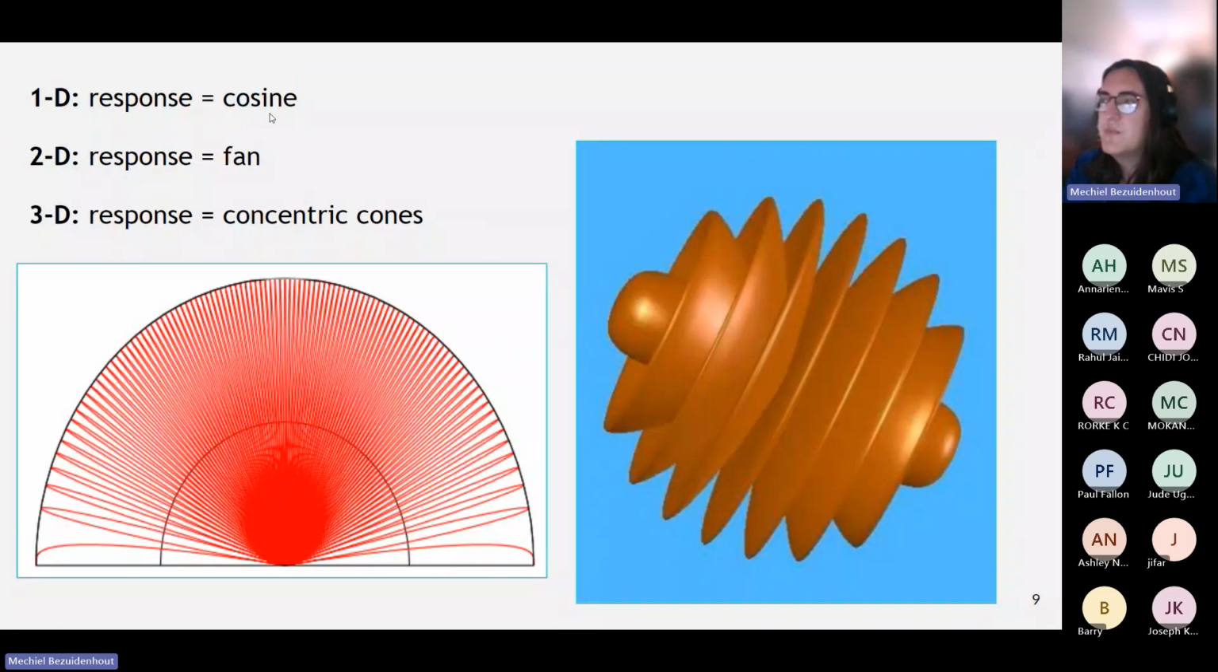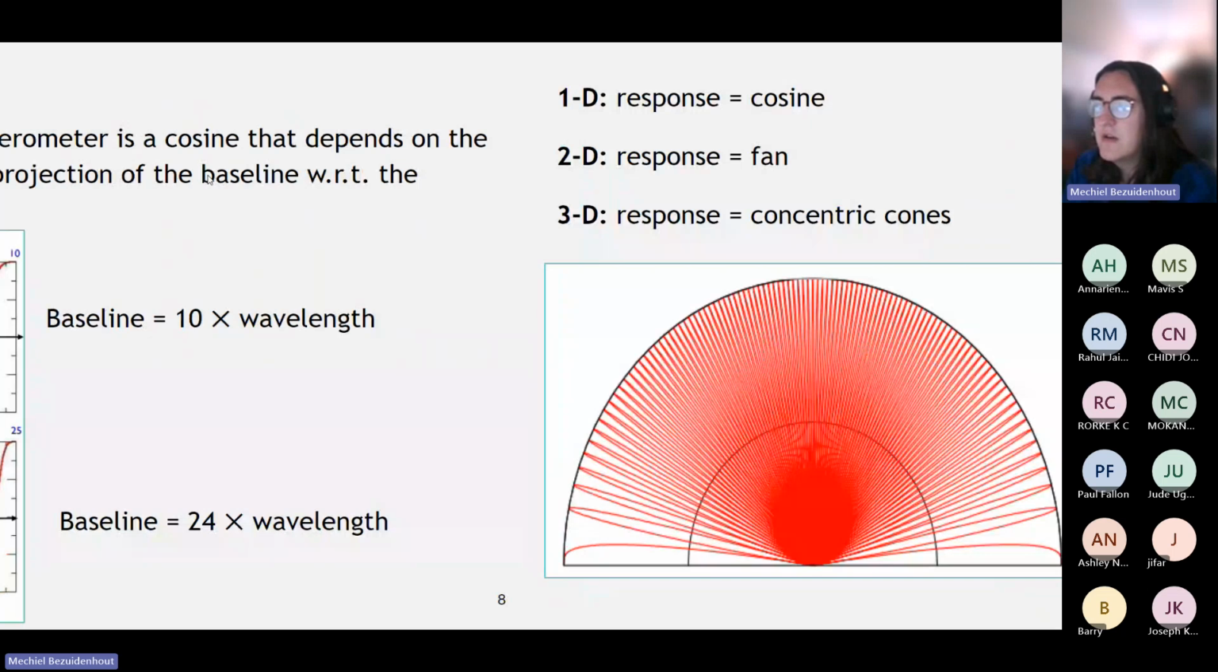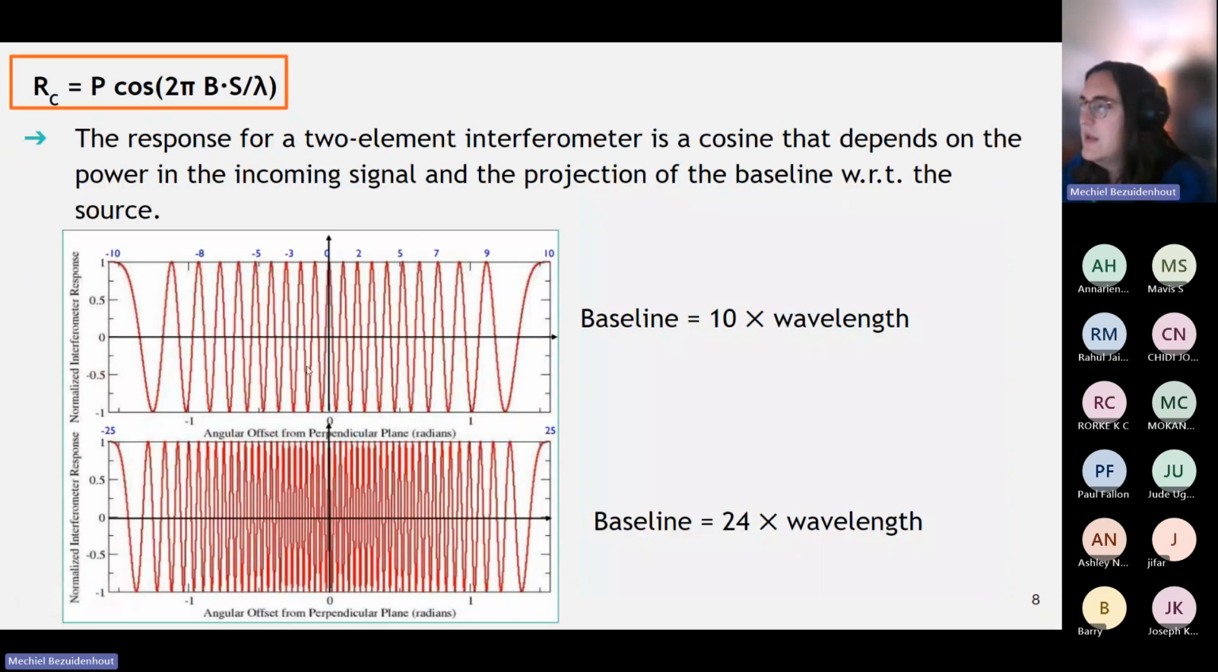So the response in one direction is a cosine, meaning if we look at the baseline from the side, from one dimension, what is the response going to look like? Two dimensions means what is the response going to look like if we look from the top. So you can see both directions, x and y, or u and v in this case.